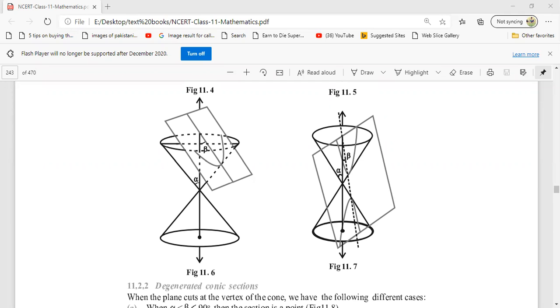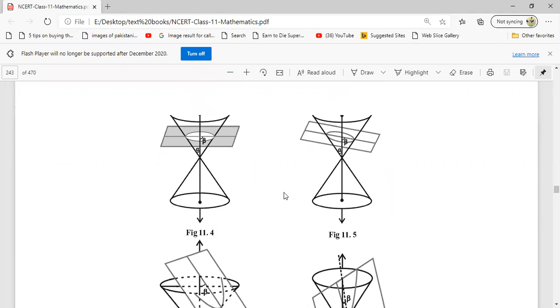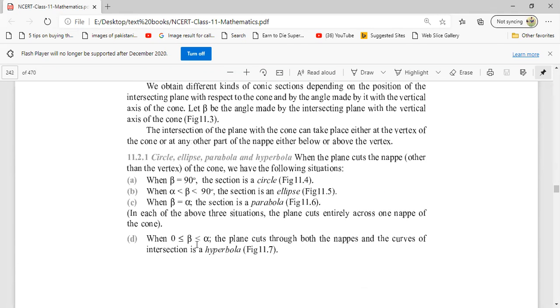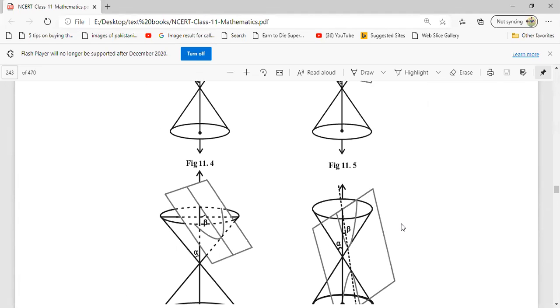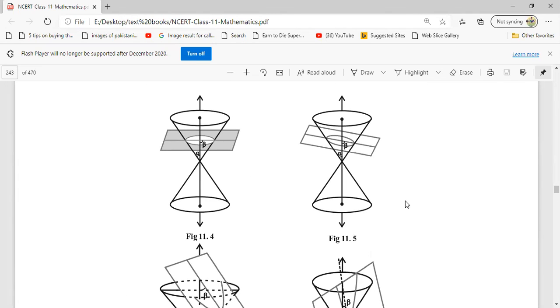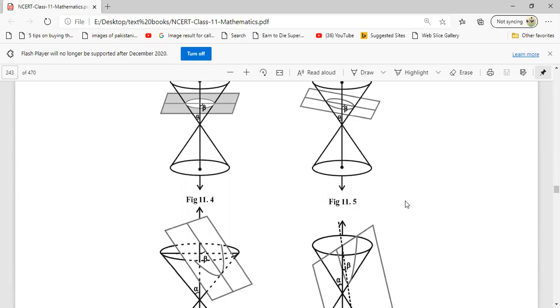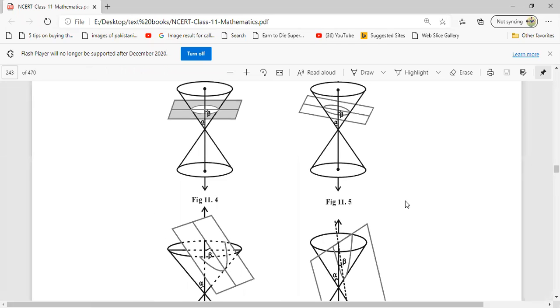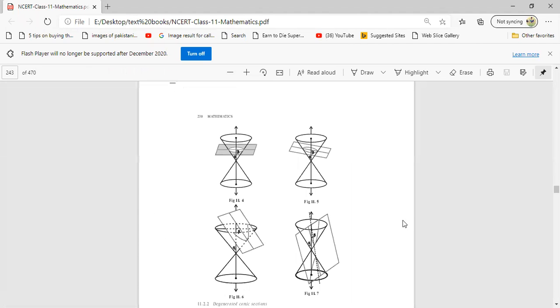So it is tilted more now. Then it will make two sections: one section is on the upper nappe and one section is on the lower nappe. So two figures are obtained, which is called a hyperbola. So in these three cases we are getting different sections, and according to those sections, we have the figures.